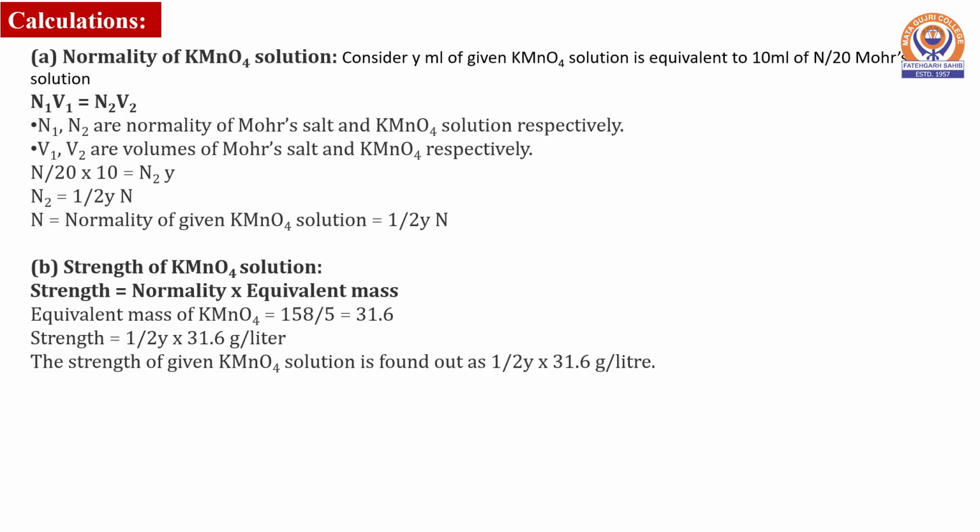The strength of the solution is equal to normality multiplied by equivalent mass. Since 5 electrons are involved in the reaction, so the equivalent mass of KMnO4 is molecular mass divided by 5, which is equal to 31.6. And the strength will be equal to the normality multiplied by 31.6 and is expressed in the units of grams per liter.